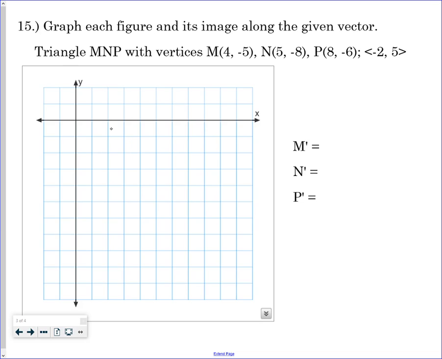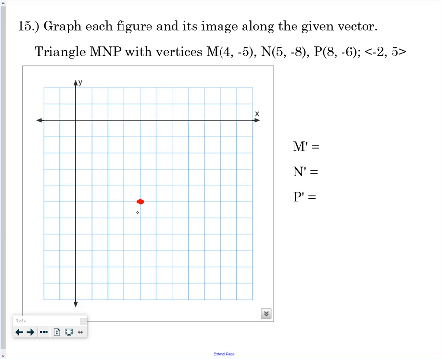Backside. Number 15. Graph each figure and its image along the given vector. So first we're going to graph triangle MNP. You're going to label M, N, and P. Okay, so you don't need my help with that. M is at positive 4, negative 5. So right 4, down 5.